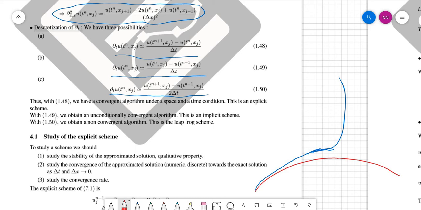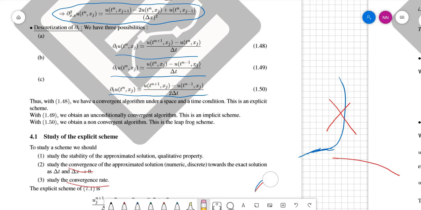Stable means we will not have this kind of behavior. The approximation will continue to follow the exact function. Okay. Study the convergence of the approximation solution. So, am I convergent to the solution? And if I take very small steps in delta x and delta t, will I go further and further closer to the exact solution? And study the convergence rate to see if I'm converging fast or not.